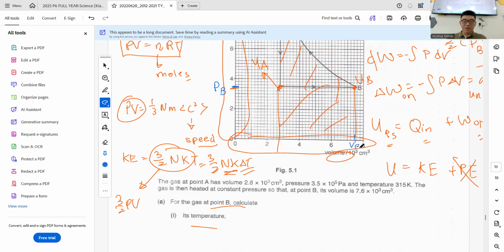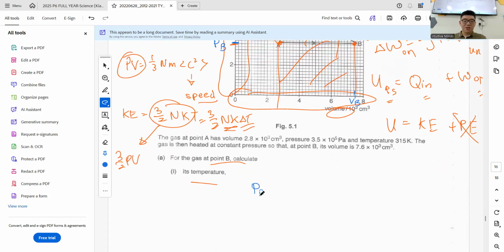Mhm. Then this VB. So PB VB equals to NKT. But you don't know NK, you see. So how? Quite easy. Fine. Yeah, you have VA, you have PA, you have TA.